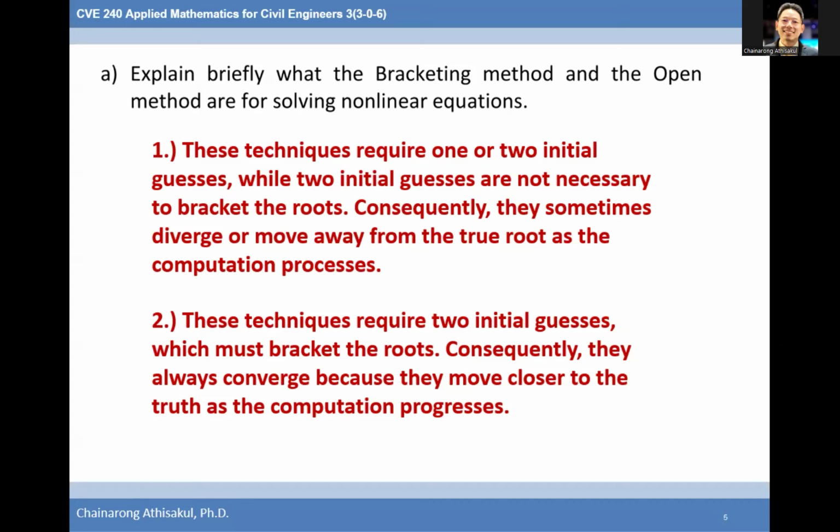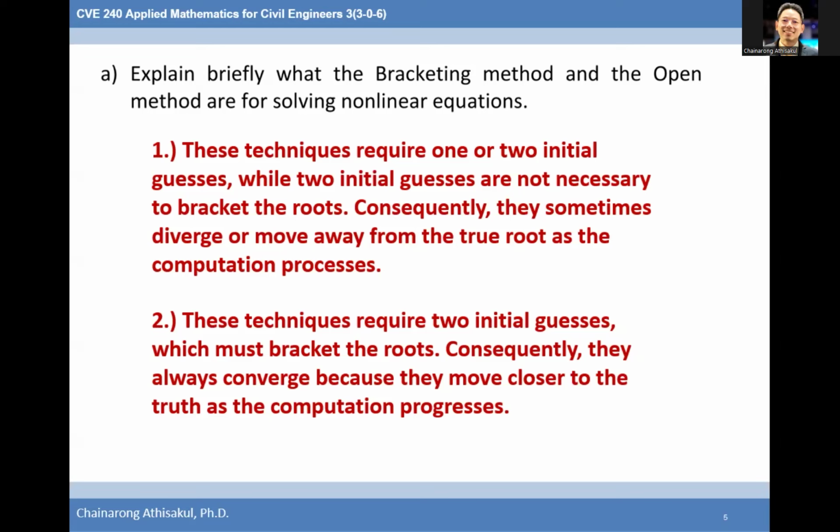For this problem, this is just the brief answer. The example of the brief answer for bracketing method and open method. Which one is the bracketing method? Bracketing method is correct.